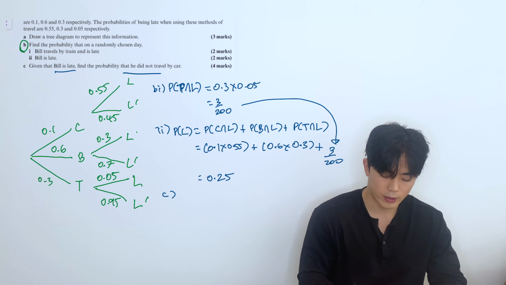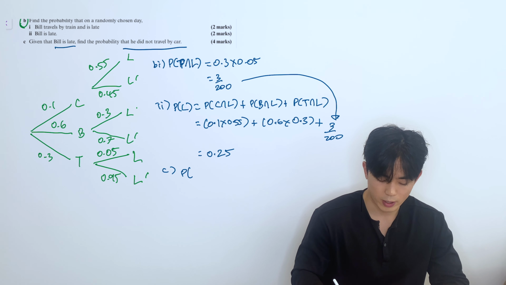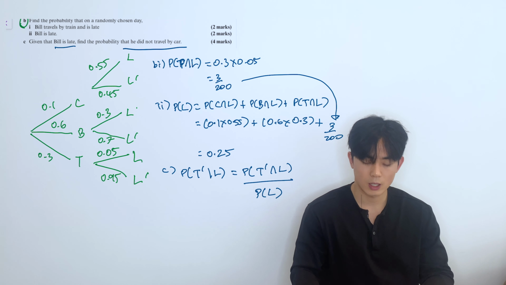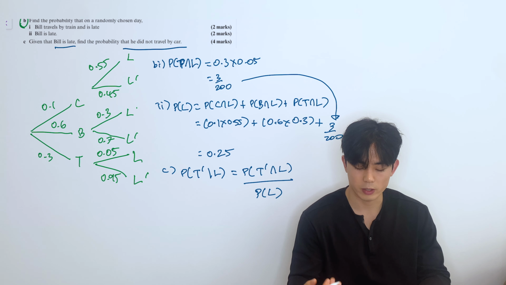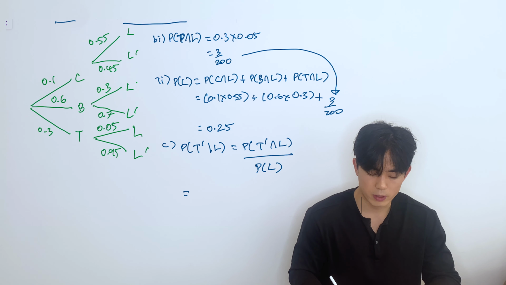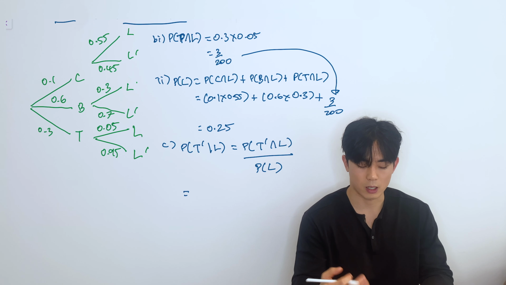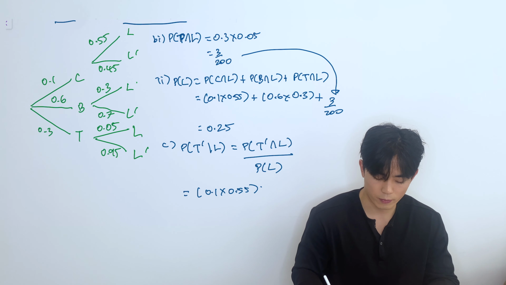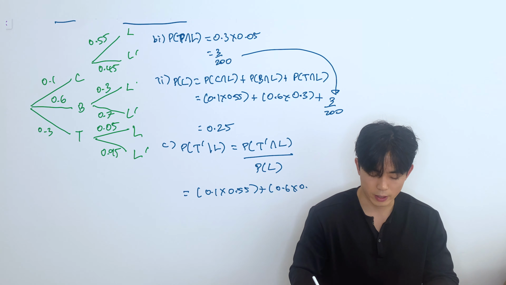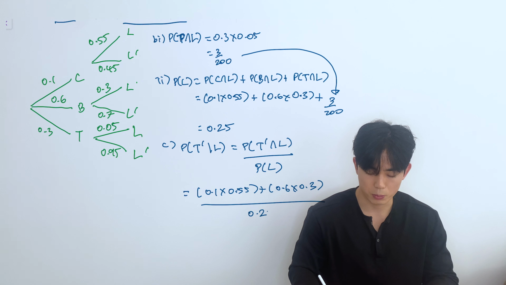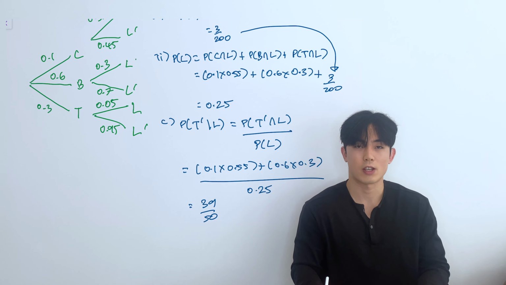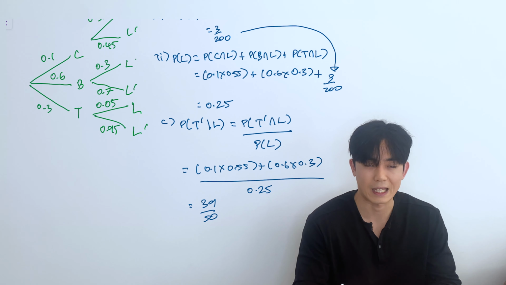Finally, given that Bill is late, find the probability that he did not travel by train. So we're trying to find the probability of not T given being late, which means it's going to be the probability of not T and late over the probability of being late. The probability of being late is what we found in part c, so we just need to find the probability of not T and late. So that just represents being late without taking a train. So it can be late by car and it can be late by bus. So the probability of being late by car is going to be 0.1 times 0.55, plus being late by bus would be 0.6 times 0.3, over the probability of being late, which is 0.25, which gives us a value of 39 over 50. So as you can see, I can use these conditional probabilities to show it in a tree diagram as well.